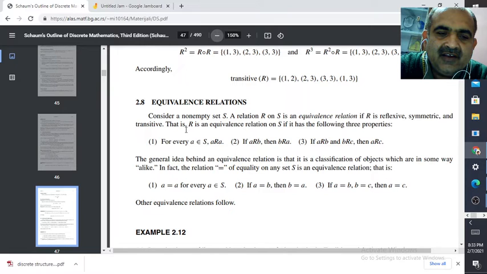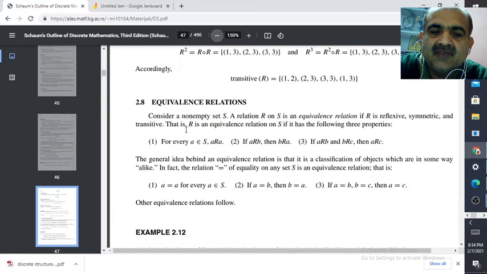So R will be an equivalence relation on S if it has three properties. R is an equivalence relation, think R is a relation on set S. It will be an equivalence relation if it has three properties: first is reflexive, second is symmetric and third is transitive.